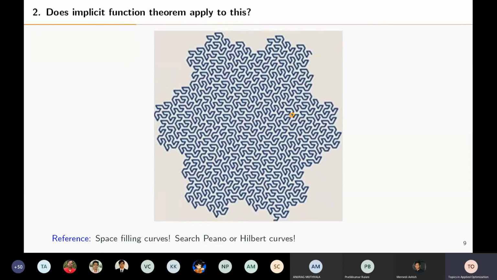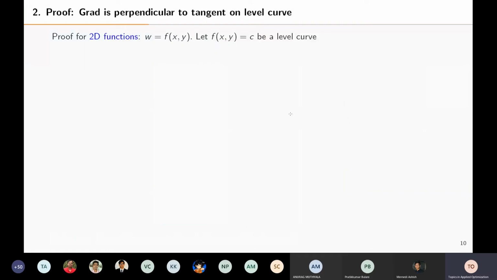And yeah, so the implicit function theorem can be applied. Now let us go ahead to prove the fact that the gradient of a function is perpendicular to the tangent on the level curve. That is what we started with, right? So that was our original plan.